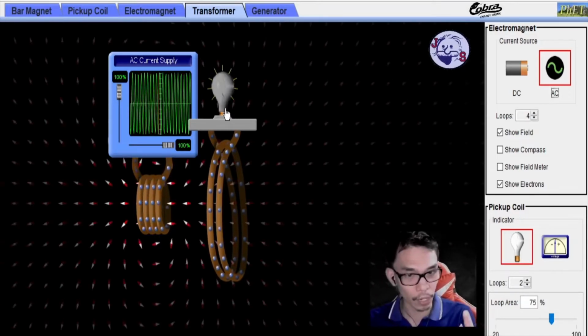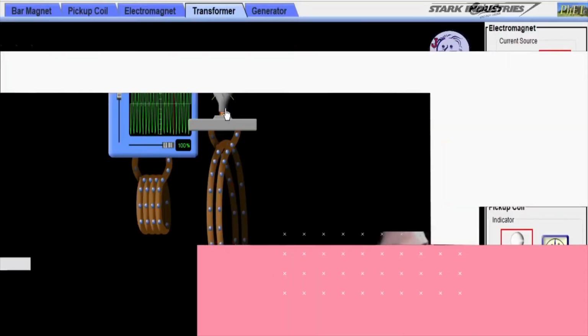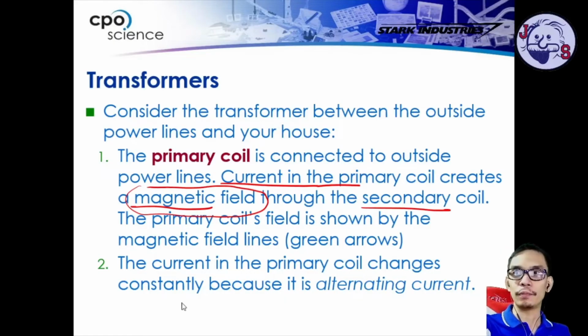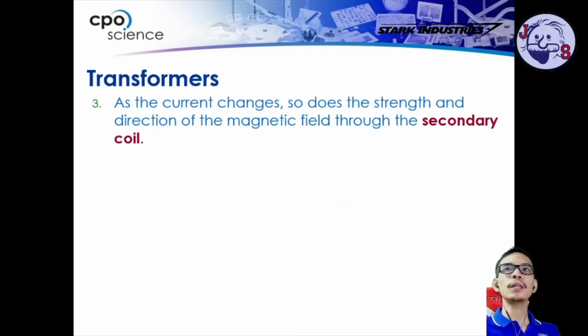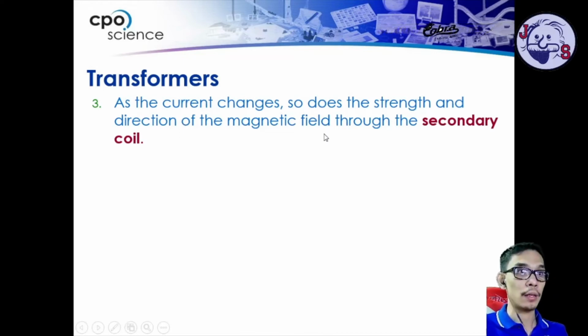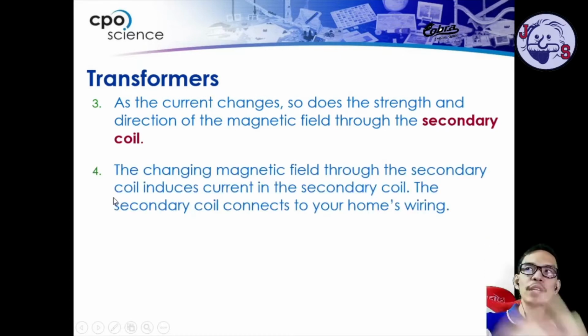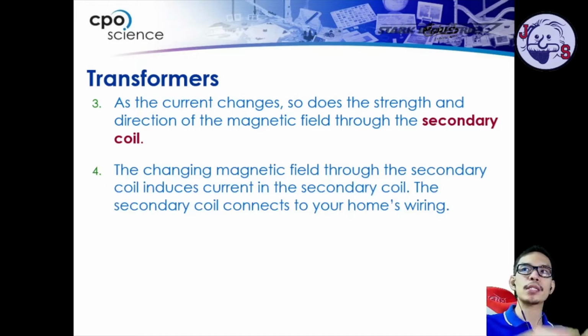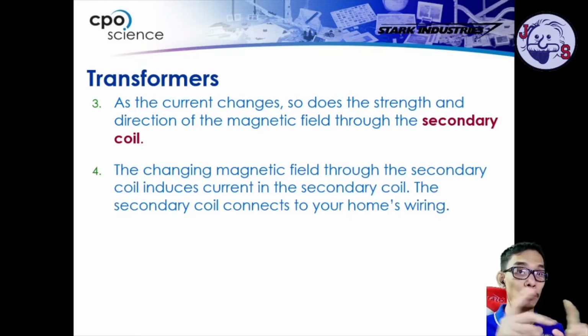All right, let's go back to our main slide. Take note of that one. Next, the third one is, as the current changes, so does the strength and direction of the magnetic field through the coil, and so does the magnetic field through the secondary coil. Next, the changing magnetic field through the secondary coil induces the current in the secondary coil. The secondary coil connects to your home wiring most of the time.